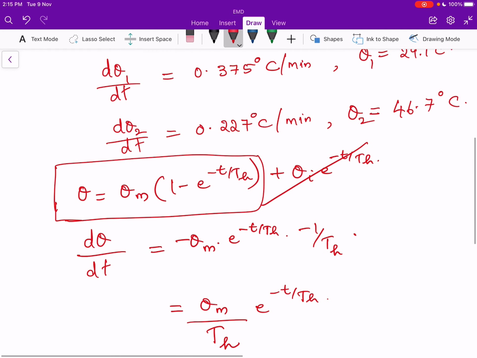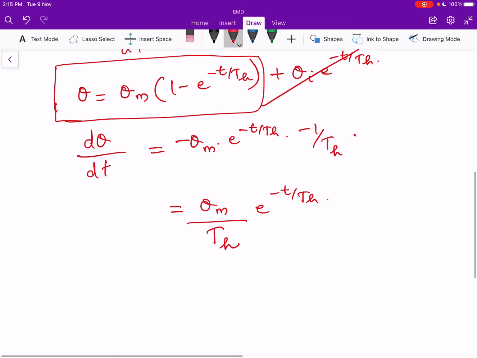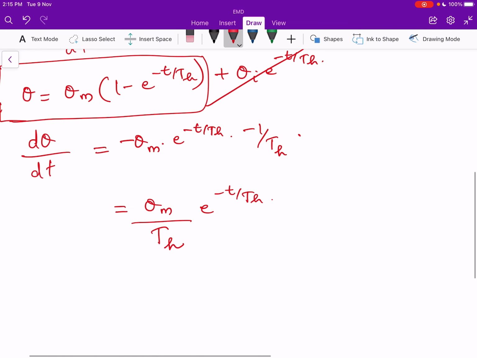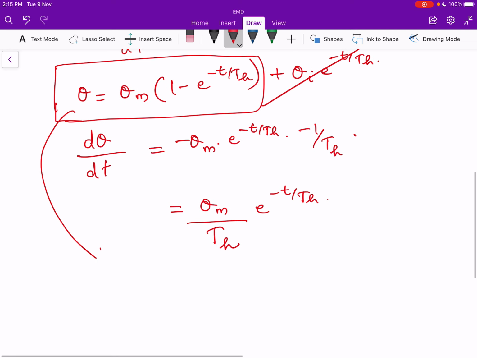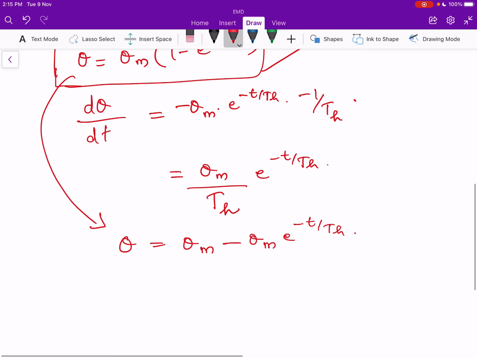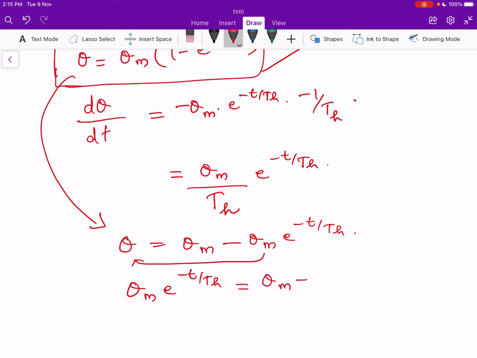Now we have to substitute for e raised to minus t by Th. For that we can write the expression theta is equal to theta m minus theta m e raised to minus t by Th, and from this expression, taking it to the left hand side, we can write theta m e raised to minus t by Th is equal to theta m minus theta.